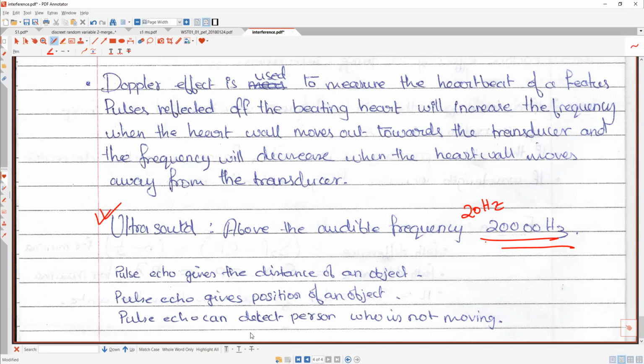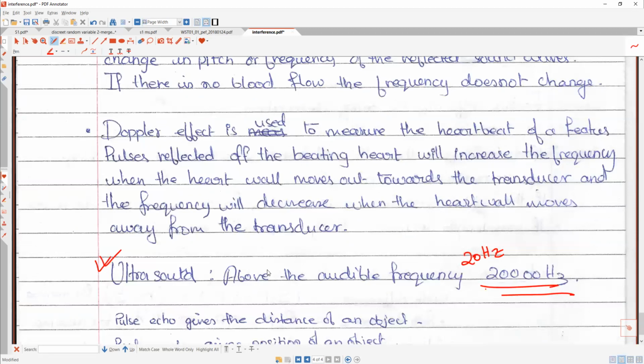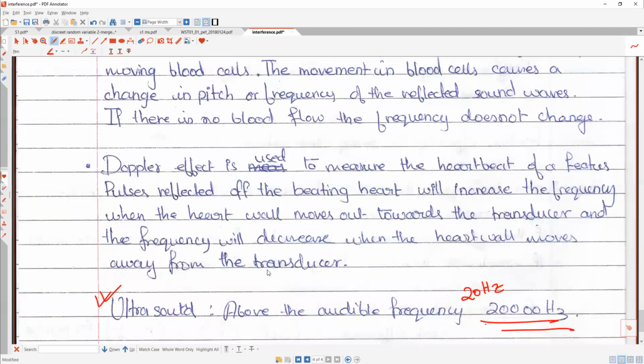Okay, pulse echo can detect. I will see this later on. Now interference is over with, so I will do some interference practice. After interference, we have diffraction grating, and that will be last. Let me show you some interference related questions.